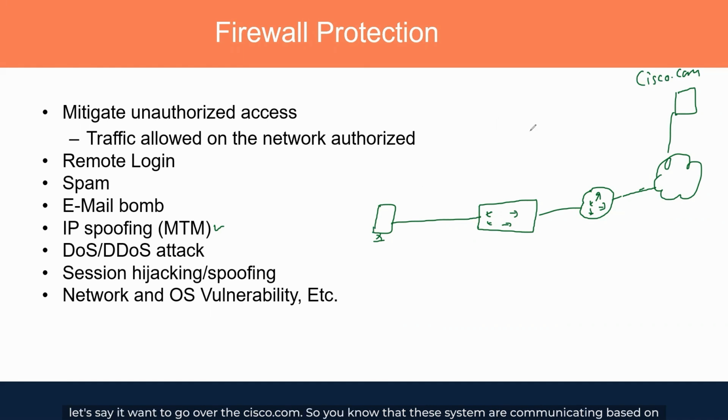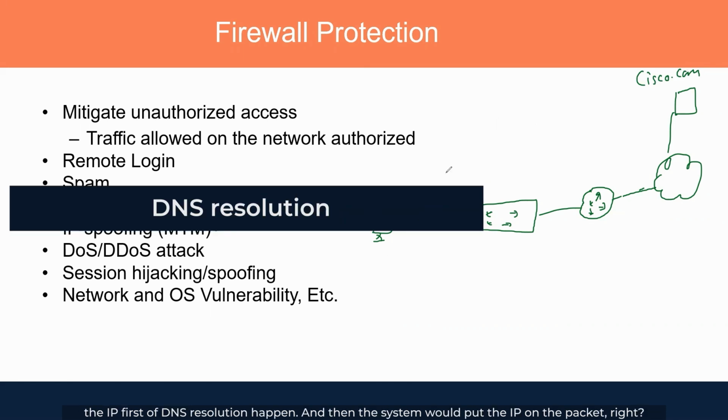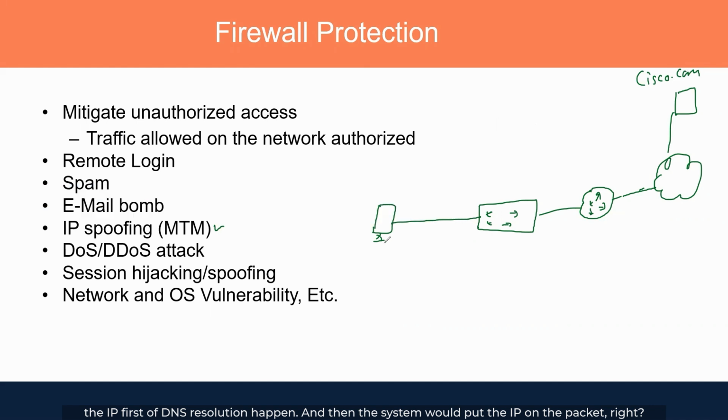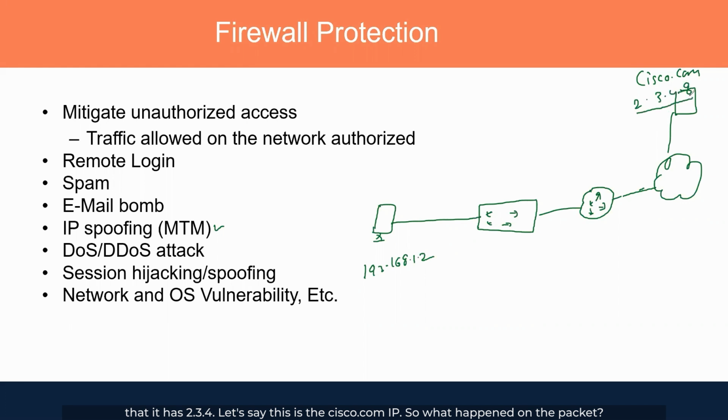Now what happens when this system is trying to send any information? Let's say it wants to go to cisco.com. You know that these systems communicate based on IP. First DNS resolution happens, and then the system puts the IP on the packet, right? Source and destination IP. Let's say this system's IP is 192.168.1.2, and cisco.com's IP you can consider to be 2.3.4.8.